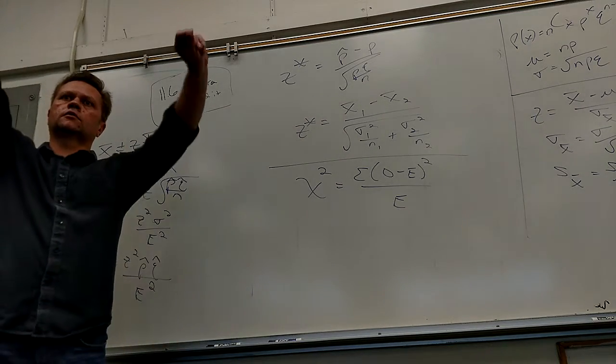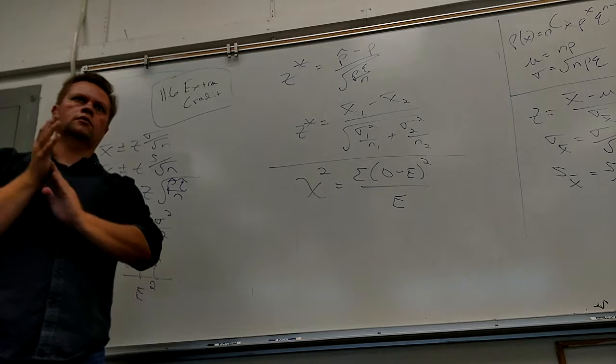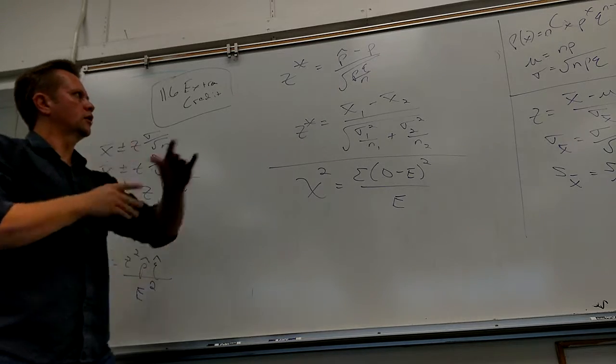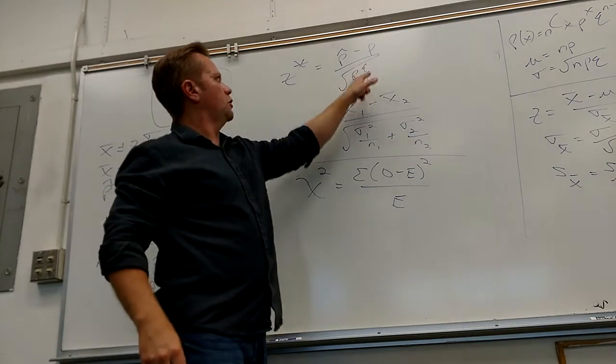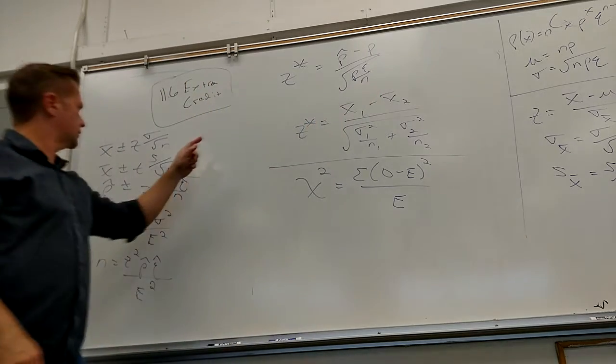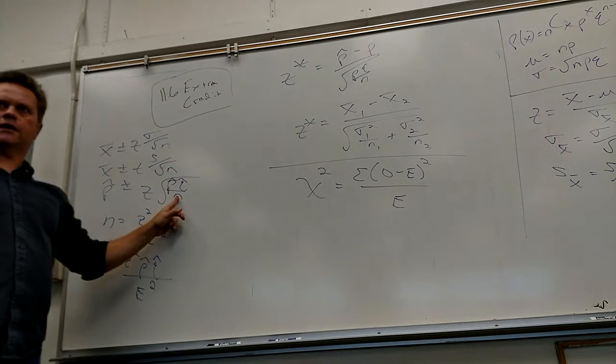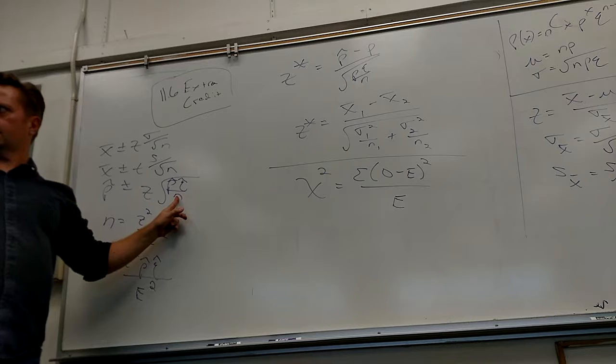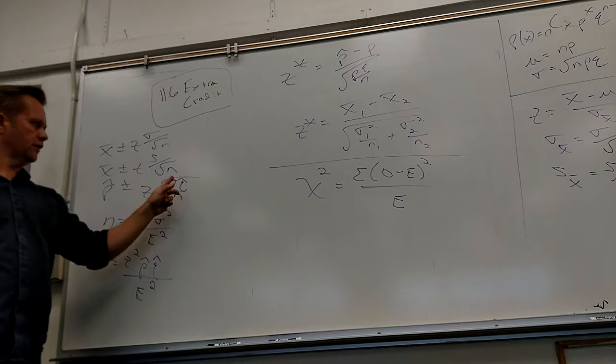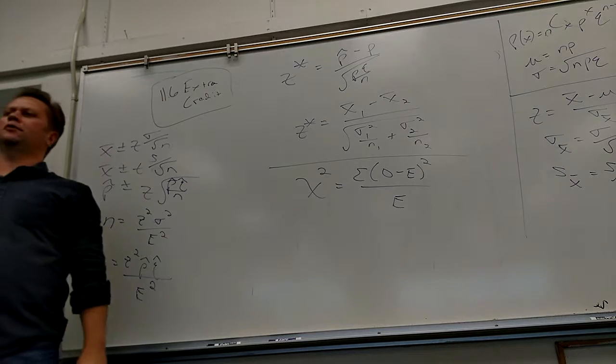What does the square root of the first one say? Oh, here? PQ over N. You'll notice it's the same thing here, except with the hypothesis test, we assume that the P from the claim is the right one. We don't have to use the hatted ones, right?